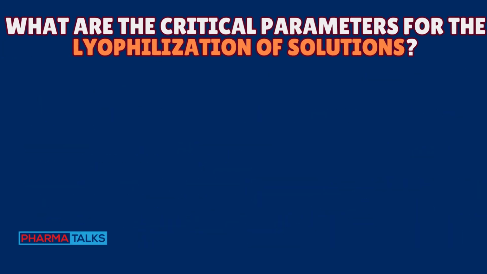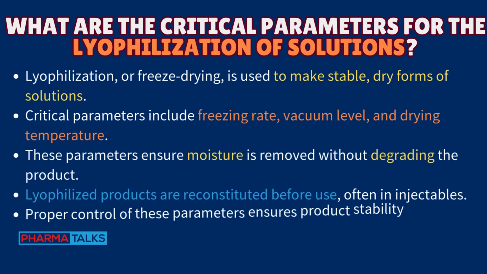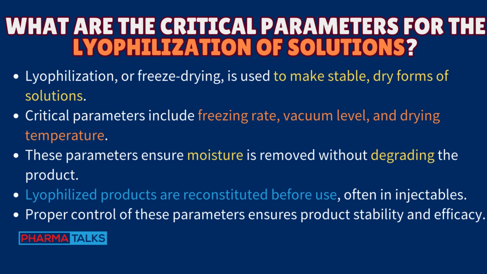What are the critical parameters for the lyophilization of solutions? Lyophilization, or freeze-drying, is used to make stable, dry forms of solutions. Critical parameters include freezing rate, vacuum level, and drying temperature. These parameters ensure moisture is removed without degrading the product. Lyophilized products are reconstituted before use, often in injectables. Proper control of these parameters ensures product stability and efficacy.